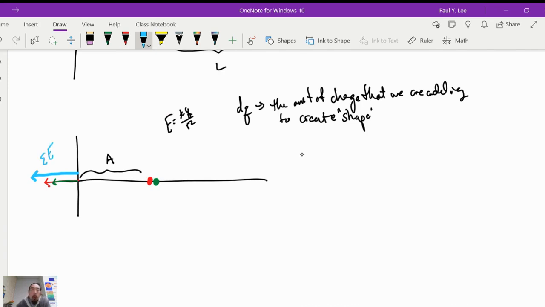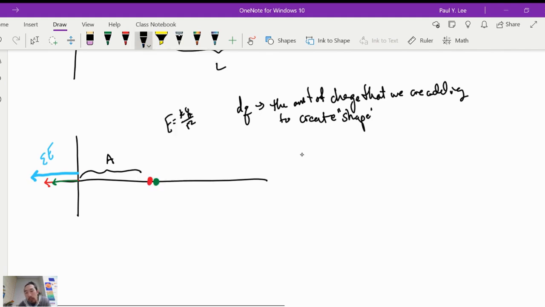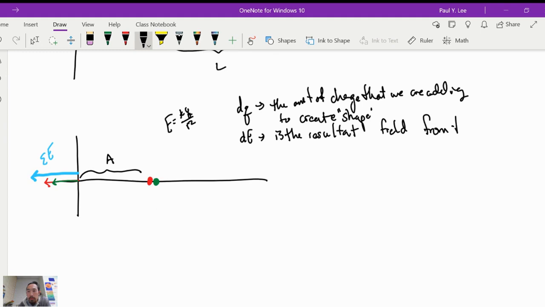Okay, now what we're doing there is adding up the individual E fields. And so when we're adding up tiny bits of E fields, we call that dE. So dE is the resultant field from the dq. So the idea here is as we're adding tiny bits of charge, we are also increasing the E field ever so slightly.